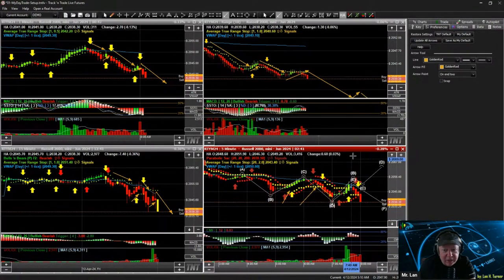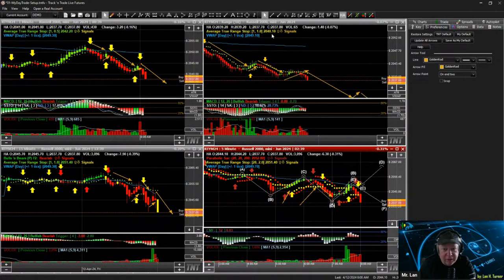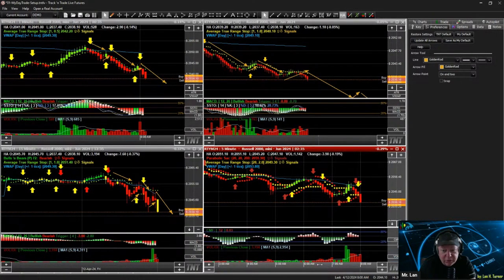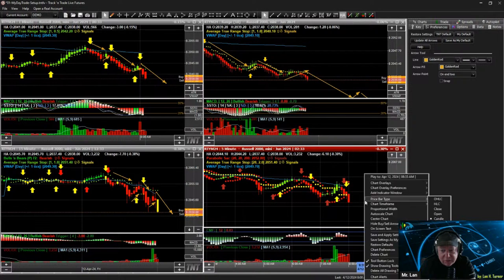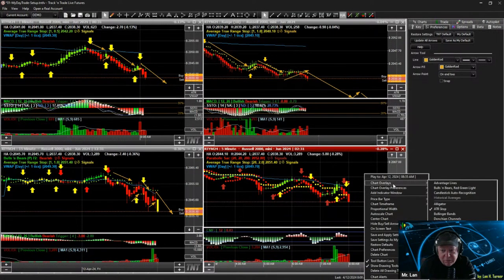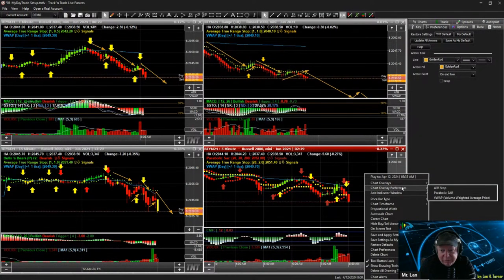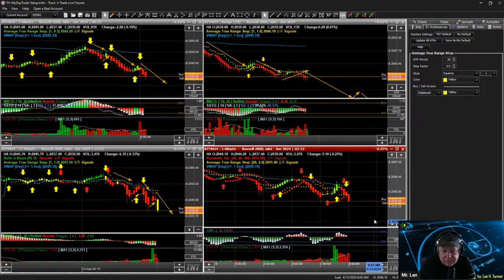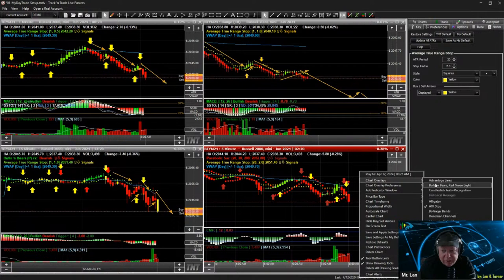Now, a lot of people trade on the 5 minute chart. It's very common to see people trading on the 5 minute chart. And the reason is because it's a little smoother, right? A little smoother. Let's go back to the chart overlay preferences for the ATR, and we're going to make those dots smaller again. We made them bigger for the bigger screen. And we'll turn off the parabolic SAR.